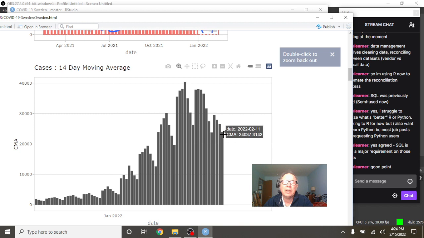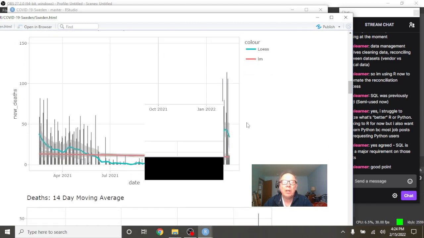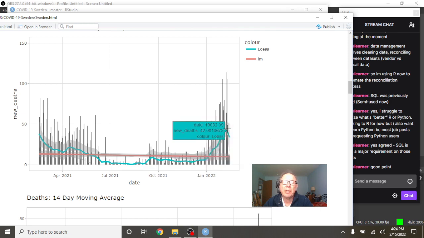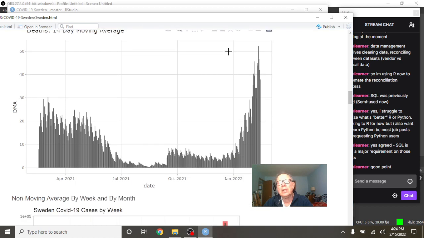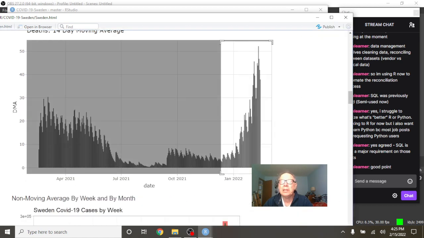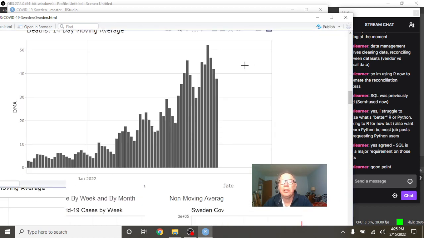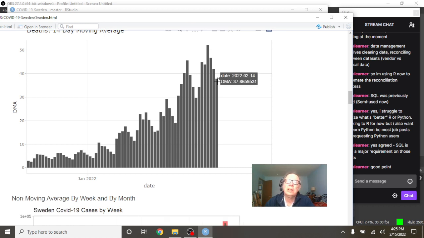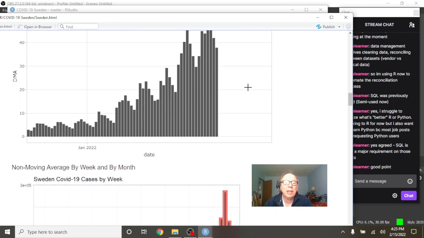You can see here that Sweden, for the 14-day period ending February the 11th, is averaging 24,037 cases per day. We can look at deaths. You can see the deaths spiked here, but now maybe are starting to fall back down again. Let's take a look at the averages. This is why averages are very useful, because you can smooth over some of the rough spots in the data. As of February 14th, Sweden was averaging 37.8 deaths per day.